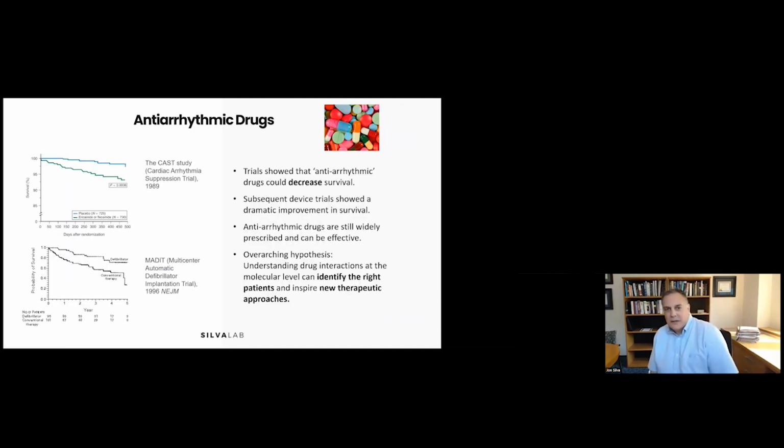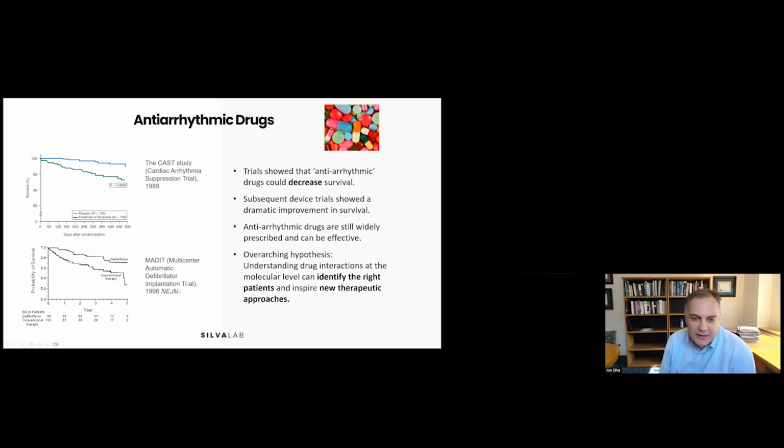So this is a classic figure that is shown to a lot of our students, and especially this says a lot to the biomedical engineering students that we teach. On the top here, you have the CAST arrhythmia trial, where the placebo actually was better for the patients than the drug. So survival was lower for patients who took a class 1 antiarrhythmic drug.